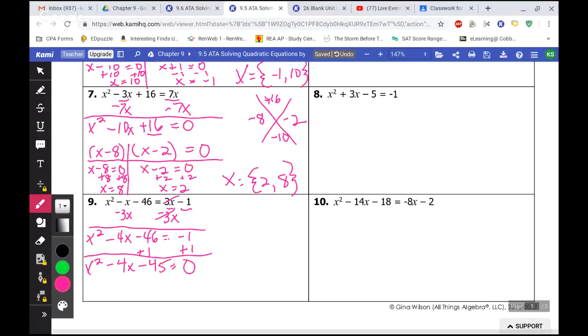So now I've got it in standard form and I can begin the factoring portion. So I'm looking for two terms that multiply together to give me a negative 45, that when I combine them, give me a negative 4.